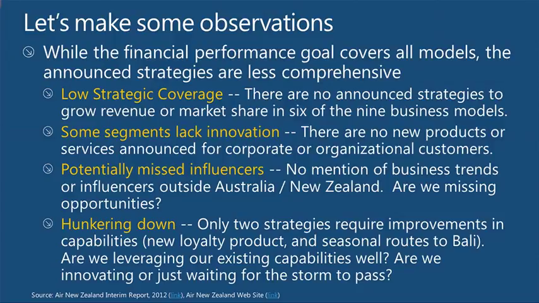If I say Apple iPod, you know exactly what I'm talking about. Hunkering down. Only 2 strategies require improvements in the capabilities. They're not trying to change their organization to respond to the market. They're trying to just keep costs low. Hunkering down is a perfectly valid strategy, but not for more than a few years. Why? Why is it not a good strategy 2 years in?